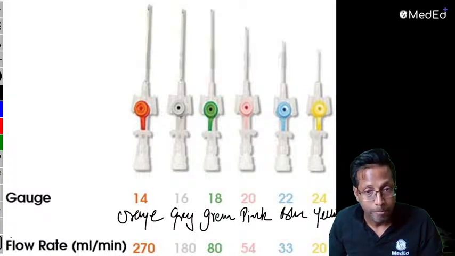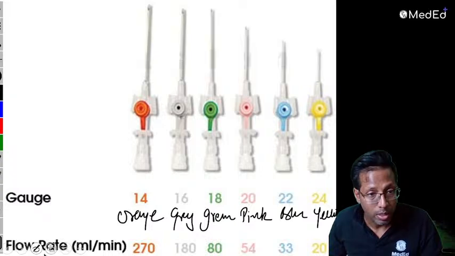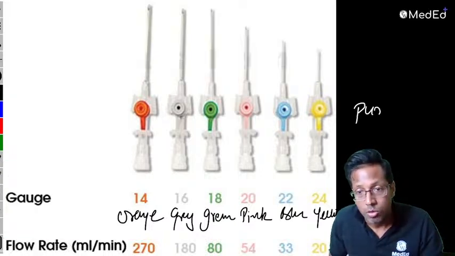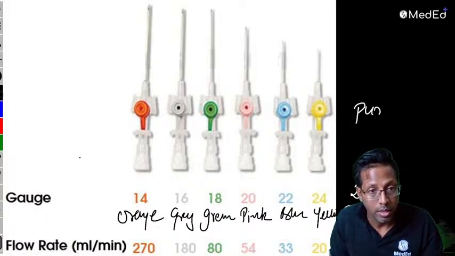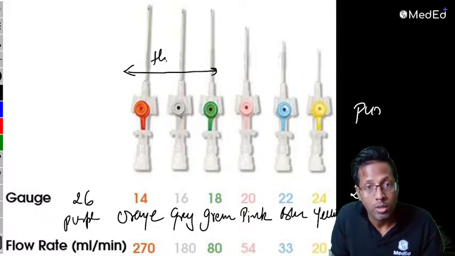And you will find that the purple one is 26. So you have a purple colored one, so that is 26, which is purple in color. So I'm writing it over here. I know it is getting hidden, so I'm writing it over here. 26 is purple. Remember, 14 to 16, these are thick ones, and after this they become thin ones.